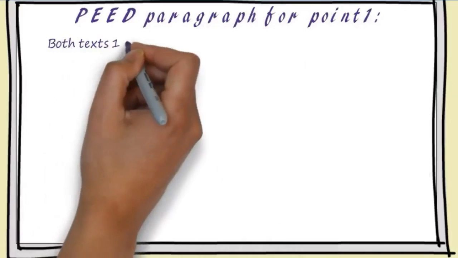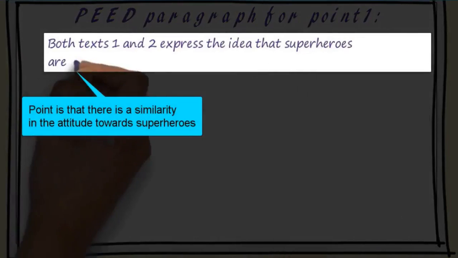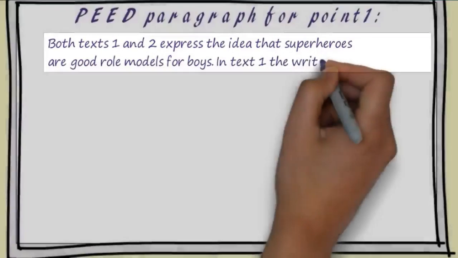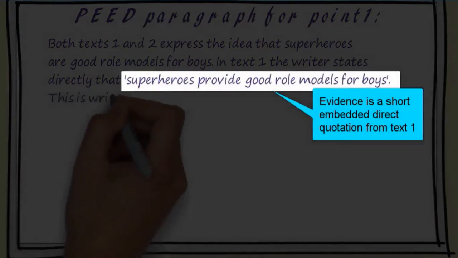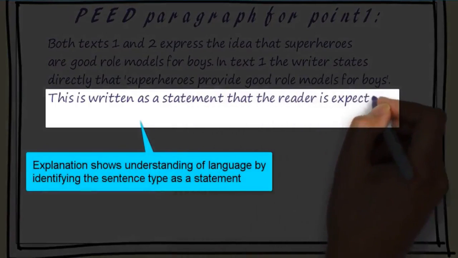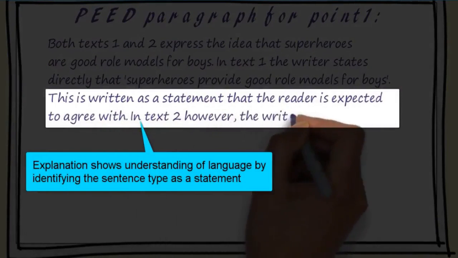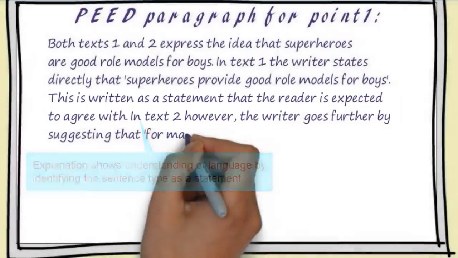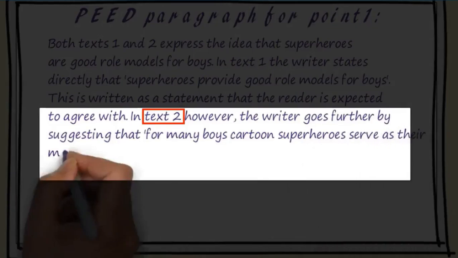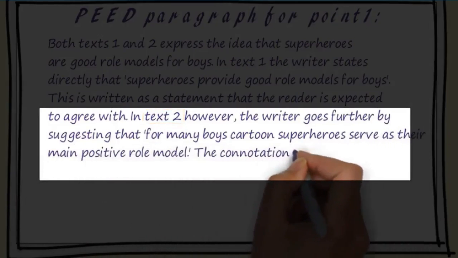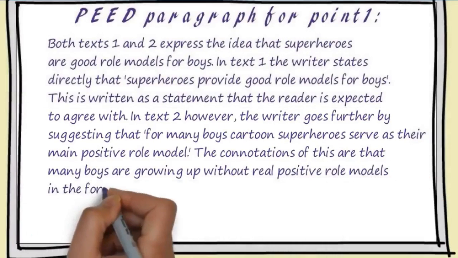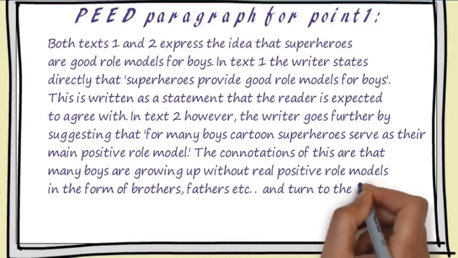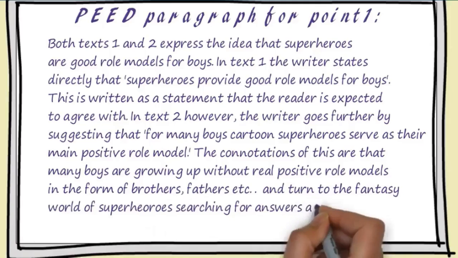Let's see then what a P paragraph might look like for this question about attitudes about superheroes. So we begin by identifying a similarity, the fact that they both express the idea that superheroes are good role models for boys. We then provide our first bit of textual evidence from text 1, which is this statement that they are good role models for boys. In the explanation, we're showing an understanding of language by identifying it as a statement, and then we go on to provide a bit of evidence from text 2 in the form of this quote where the writer is saying that boys are turning to superheroes as a last resort because they don't have any real role models in the form of brothers or fathers or other kind of men in their lives. So their only outlet is fantasy superheroes.